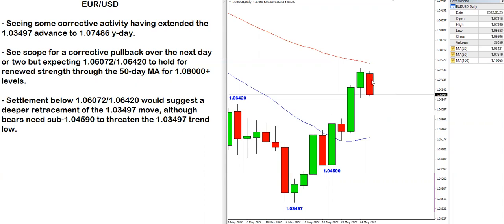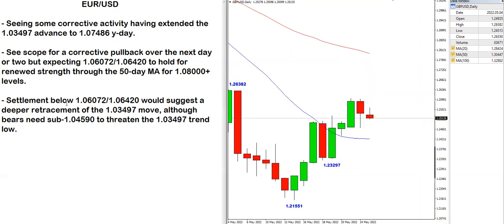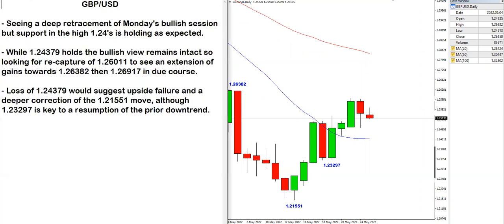We've got the 50-day moving average that comes in at 107.619 today, and then a move beyond 108 looks to be quite likely. Should we settle back below 106.072/42, that would suggest a deeper retracement of this 103.497 move. But the key for me for a resumption of perhaps the medium-term downtrend through 103.497 would be breaking through 104.59. Moving on now to cable, sterling dollar.